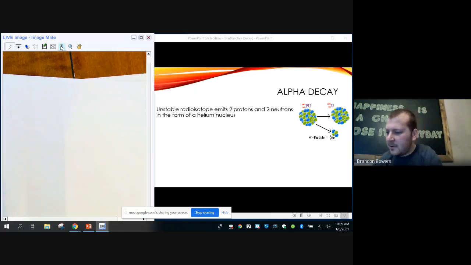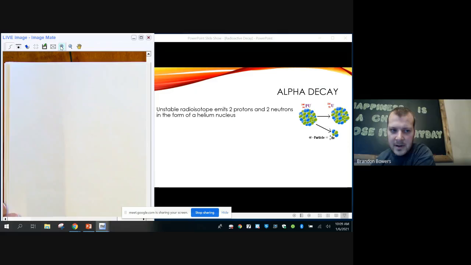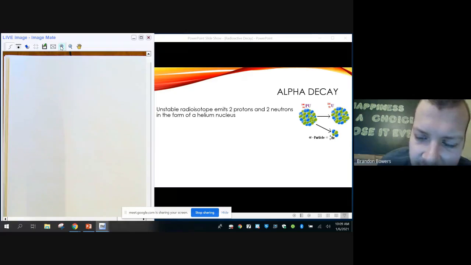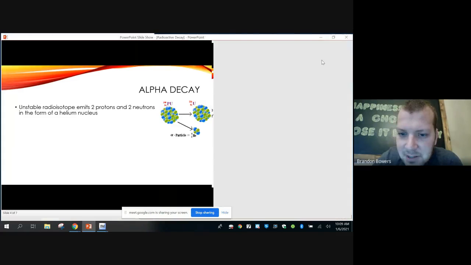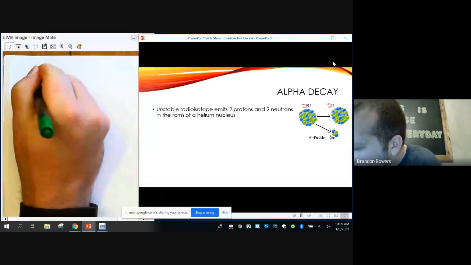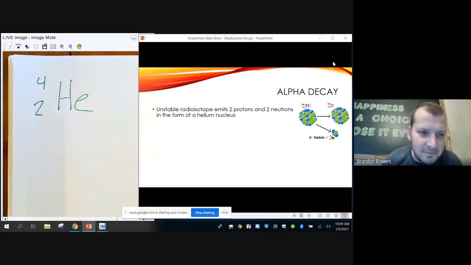Alpha decay emits 2 protons and 2 neutrons in the form of a helium nucleus. If you look down here, hopefully you remember writing that type of outline. It's called 4-2 helium. That is an alpha particle.